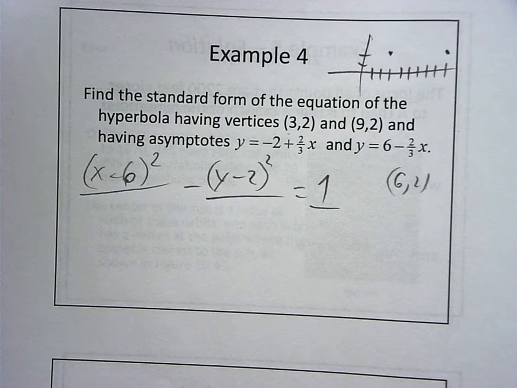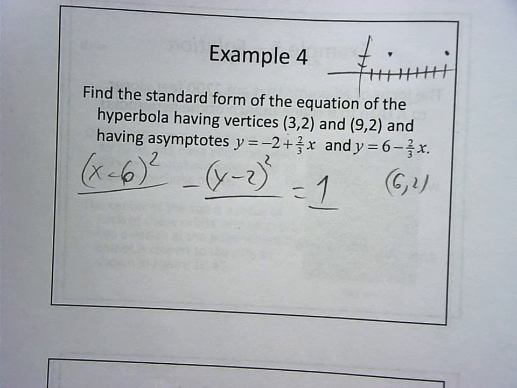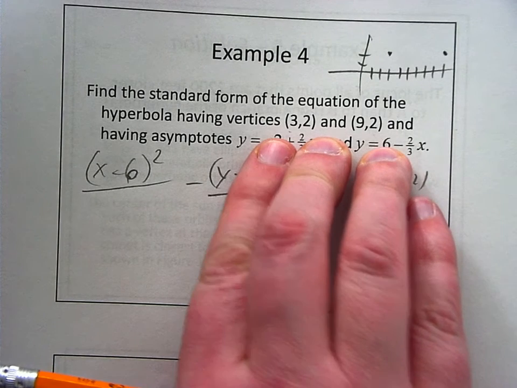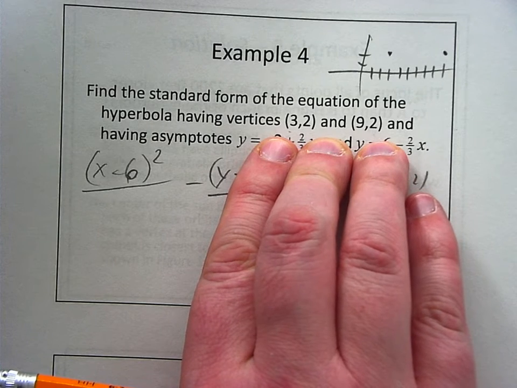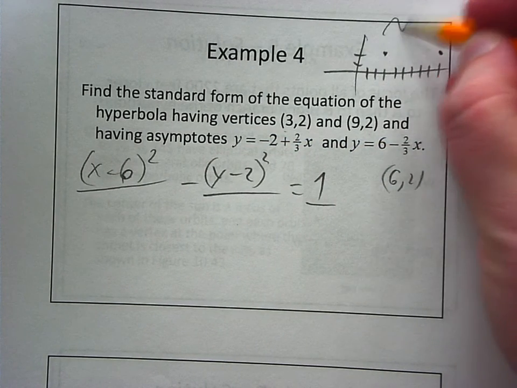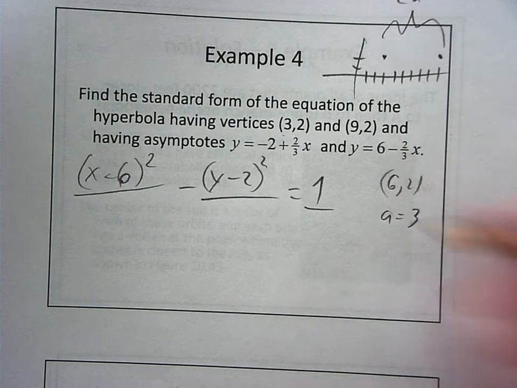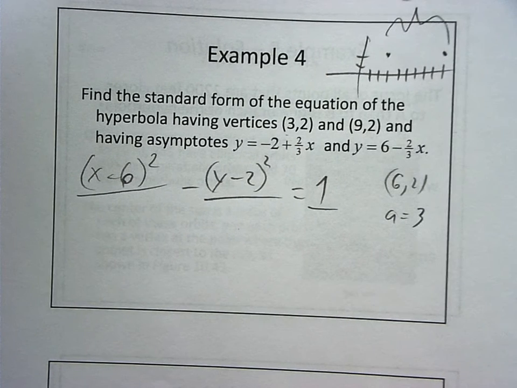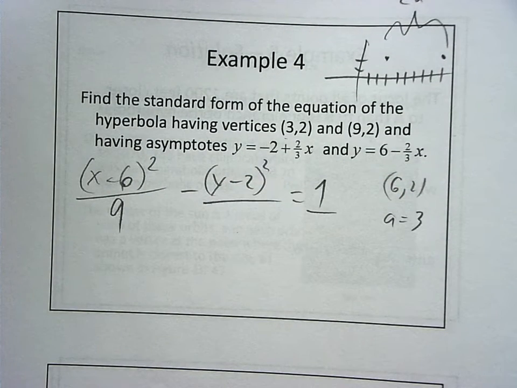What else does it tell me? Well, I'm not getting to this yet. I can still get one more piece of information out of these two vertices. A. What's A? 3. Because the distance from here to here is 2A, right? So then A would be equal to 3, which means what does that give me about the equation? 9 is where? Under the x.